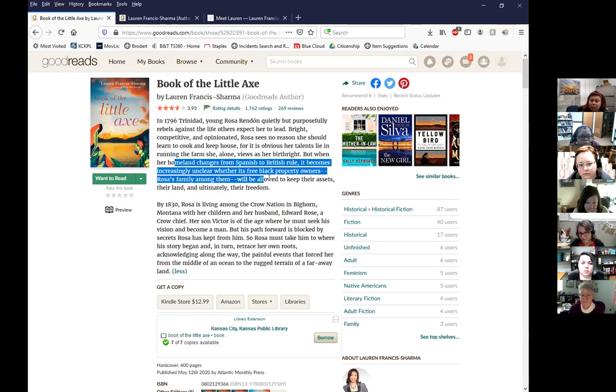The pronouns being used were always she, so I could put her as female. I couldn't tell from that though. It seemed like she was upper class, but when you keep reading, it talks about how Rosa is then living among the Crow Nation in Bighorn, Montana. And so I wasn't sure for socioeconomic class for the majority of the book.